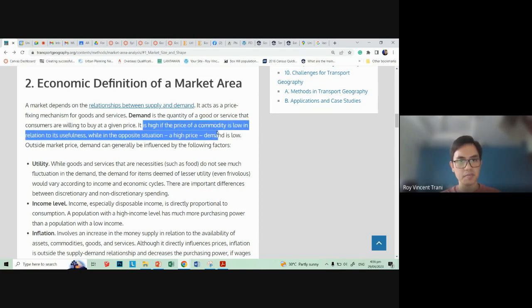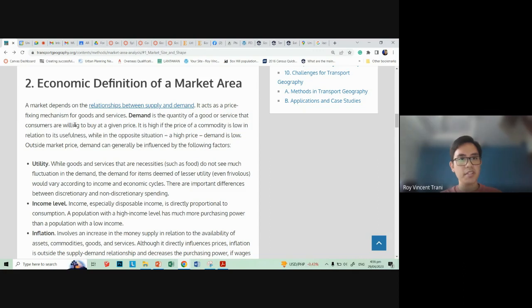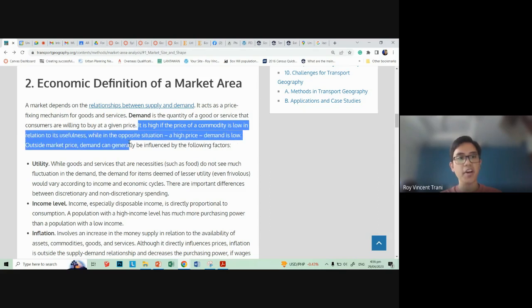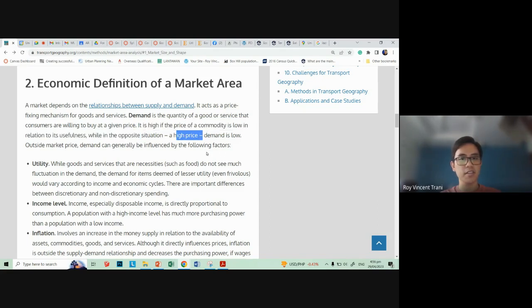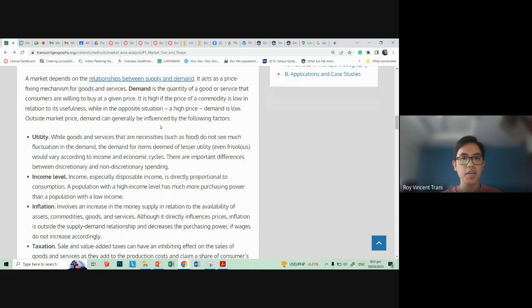So this statement's a bit confusing. Demand is the quantity of good or service that consumers are willing to buy at a given price. So demand is high if the price of a commodity is low. Okay, that makes more sense. While in the opposite situation, if demand is low, the price of that object becomes higher. So the idea is that the higher the price, the less people demand it. The lower the price, the more people demand it. And there are outside market price demands that can generally be influenced by the following factors.